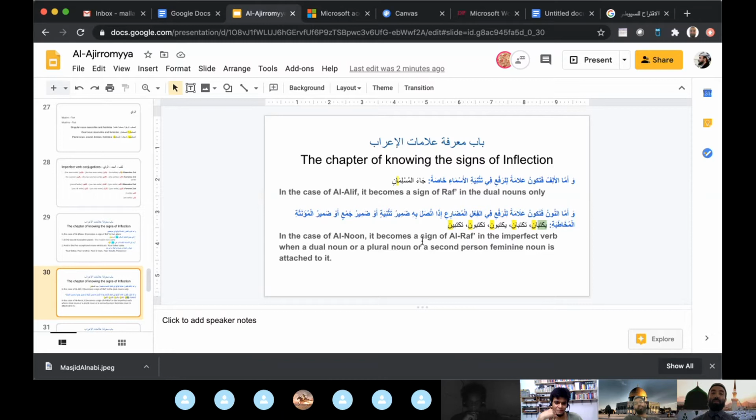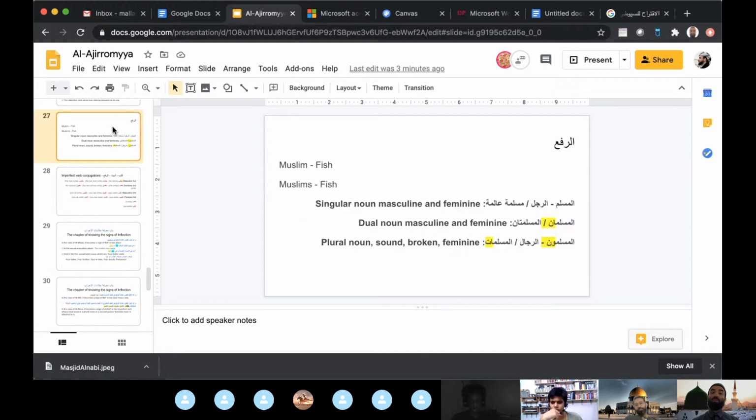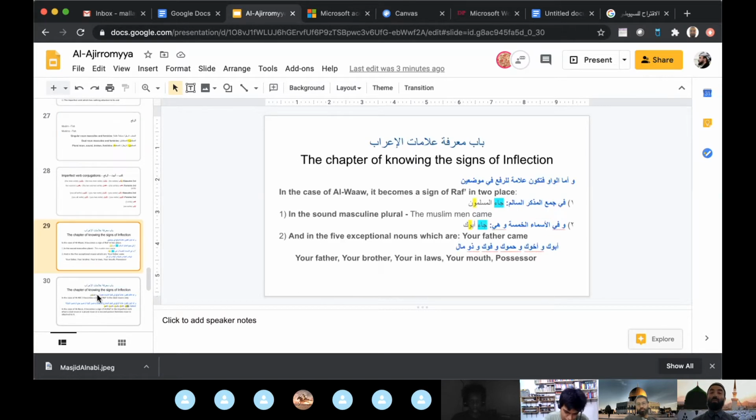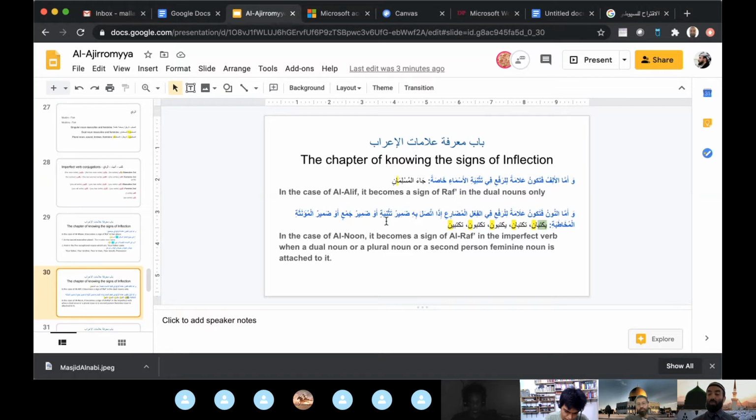So in the case of al-alif, it becomes a sign of rafa in the dual nouns only. So basically we said how many signs of rafa are there? We have dhamma, we have alif, we have waw, and we have noon. We covered al-dhamma, we covered al-waw. Now we're covering the alif. And alif becomes a sign of rafa in only one place. Where is that place? The dual noun. And we already mentioned the dual nouns, right? How do you make something dual? If it's marfu, you add an alif and a noon to it, right? So that's straightforward. I won't spend more time on that.